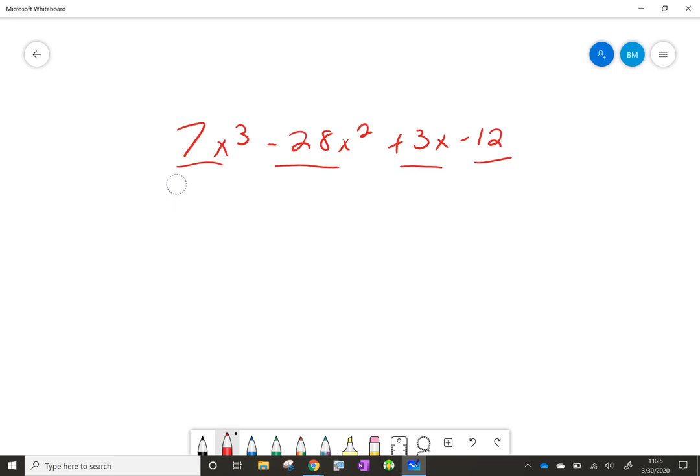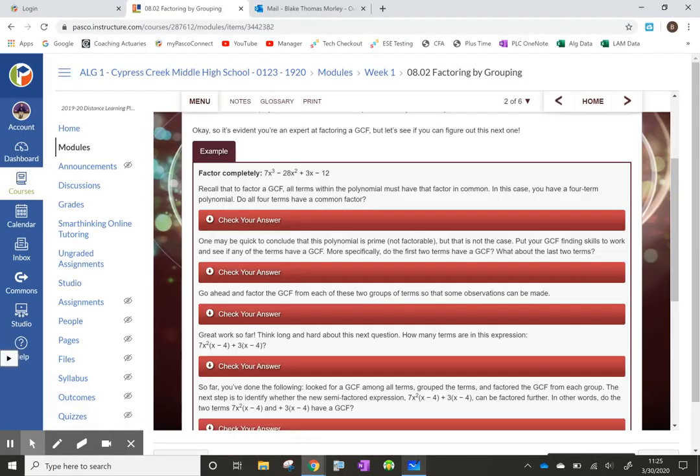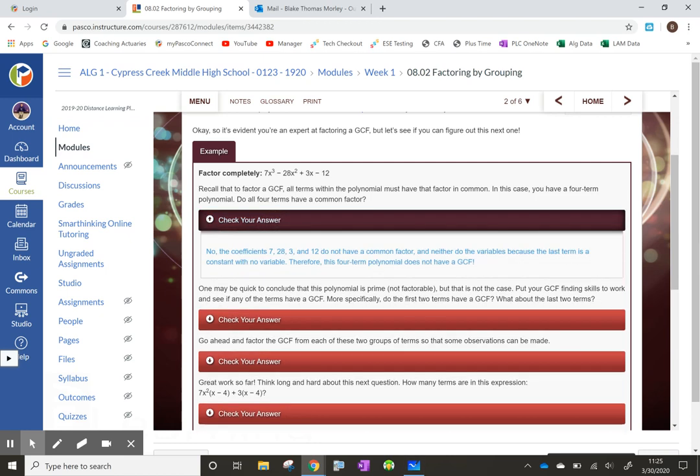Okay. However, this method is called factor by grouping. It's very important, that word grouping. Let's talk about that in a second. Let's click through this real quick. So as we just mentioned, no, the coefficients 7, 28, 3, and 12 do not have a common factor, and neither do the variables because the last term is a constant with no variables.